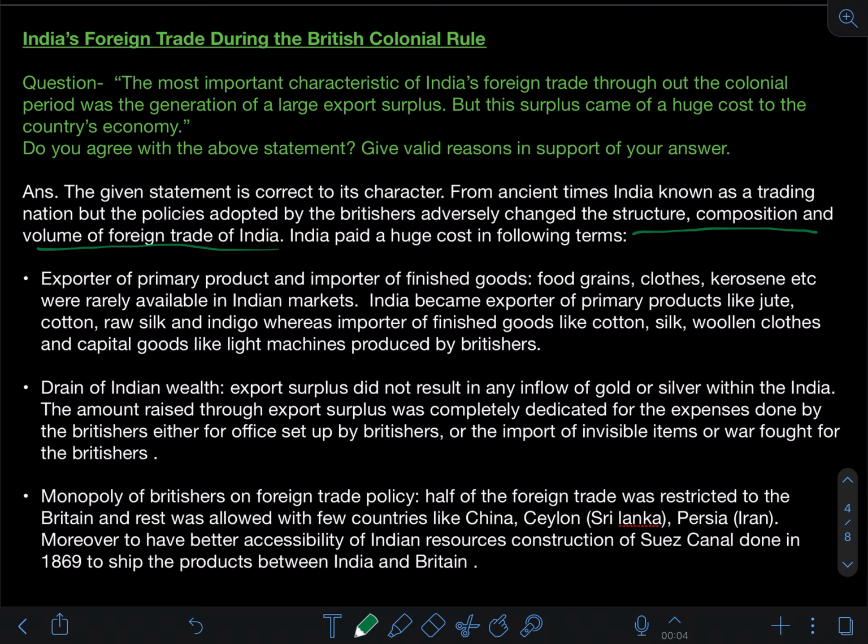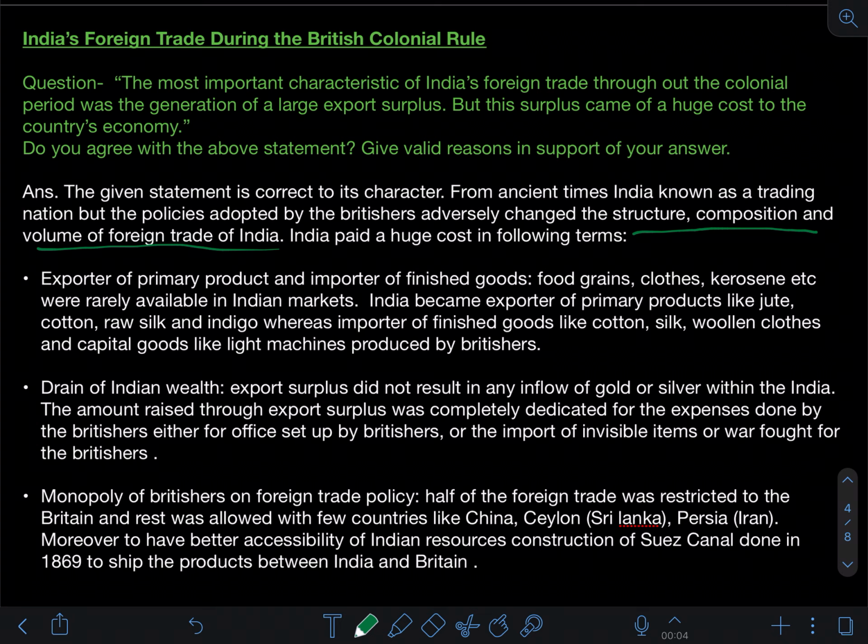Very important line. Before colonial rule, India was trading with the rest of the world, but the moment the Britishers came to India, they changed the entire structure, composition and volume of foreign trade. What I refer to as structure, composition and volume, I'll be discussing in the next three bullet points. India paid a huge cost. How? In the following terms.